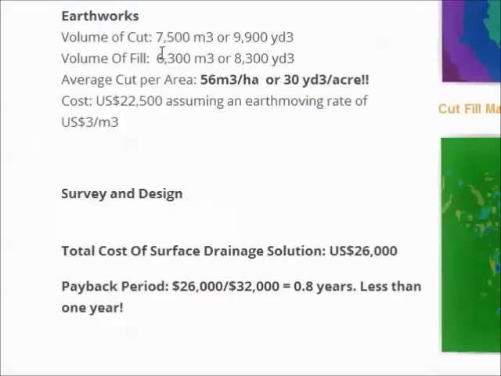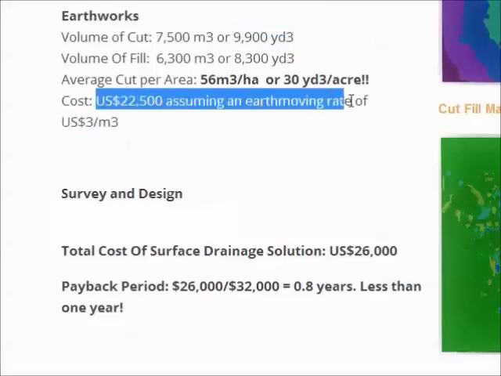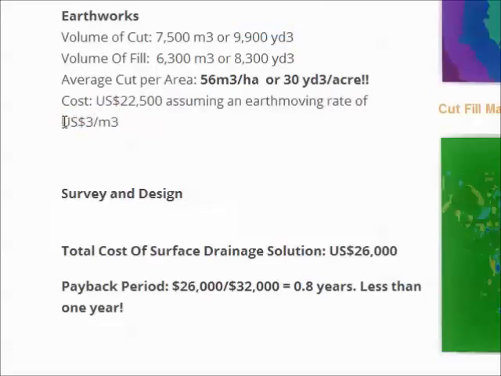Okay, so if we look at the earthworks to achieve this job, we're looking at 7,500 cubic meters or 9,900 cubic yards. That averages out at 56 cubic meters per hectare or 30 cubic yards per acre. At $3 per cubic meter to do the earthworks, we're looking at $22,500. Now since we've done this job, we've found out the earthworks costs are a lot lower per cubic meter or per cubic yard because we're just doing that cutting and filling that I mentioned before.